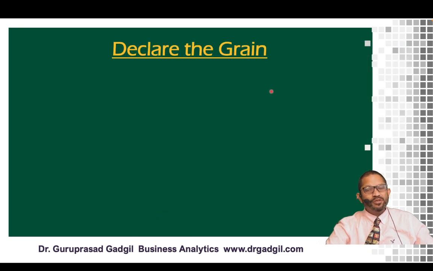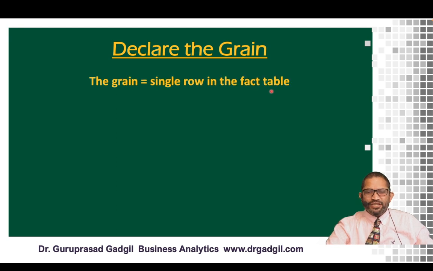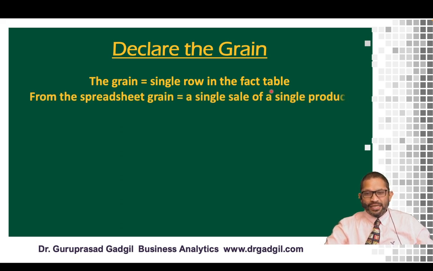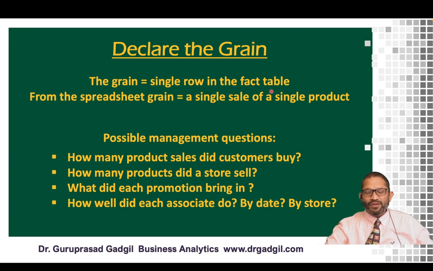The next step is to define the grain. Grain is essentially a single row in the fact table. Now, remember, a fact table is a table that has a dollar value. You're talking about sales, wherever we can translate that information into dollar value. Each row in the spreadsheet is for a single sale of a single product. This seems to be the grain.